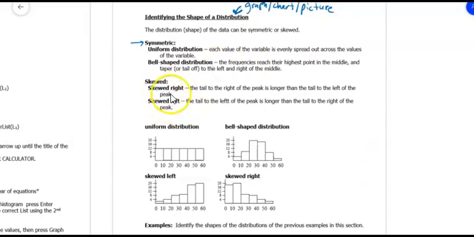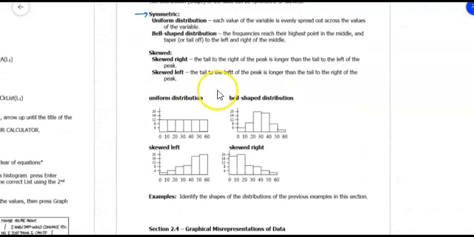And then we have ones that are skewed. When they're skewed, we always name the skewedness as being in the direction of the tail. So this one has a long tail coming to the left. That means it's skewed left. Whenever the tail is going to the right, that one is skewed right.